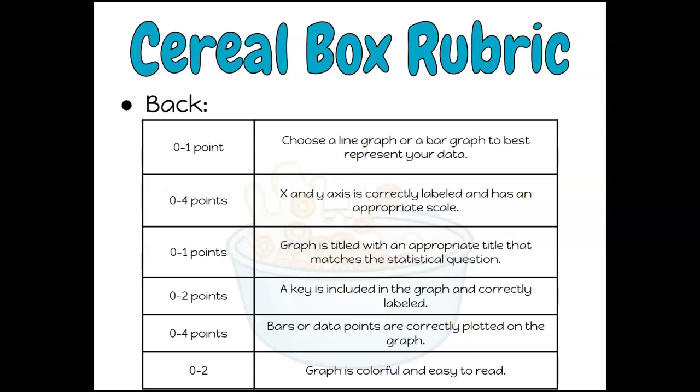The back of your cereal box is where you are going to create your line graph or your bar graph. So when you create your line graph or your bar graph, you need to make sure that your X and your Y axis are correctly labeled and have an appropriate scale. The graph is titled with an appropriate title that matches the statistical question. A key is included in the graph and correctly labeled. Bars or data points are correctly plotted on the graph. The graph is colorful and easy to read.